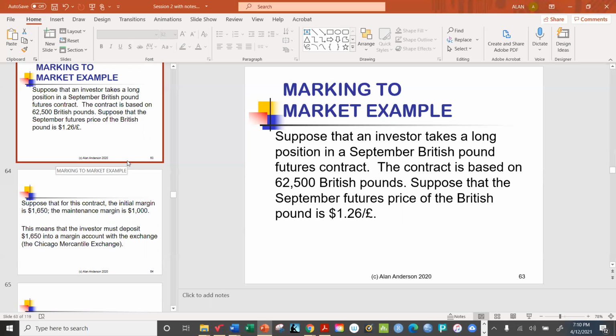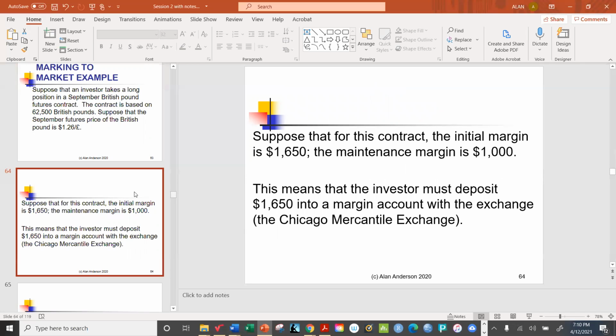All right, now, suppose that for this contract, the initial margin is $1,650, which means I have to put up $1,650 into this margin account just to buy the contract. The maintenance margin is $1,000, which means if my balance falls below $1,000, I not only have to put in enough money to bring the account up to $1,000, but all the way up to $1,650, because that's my initial margin.